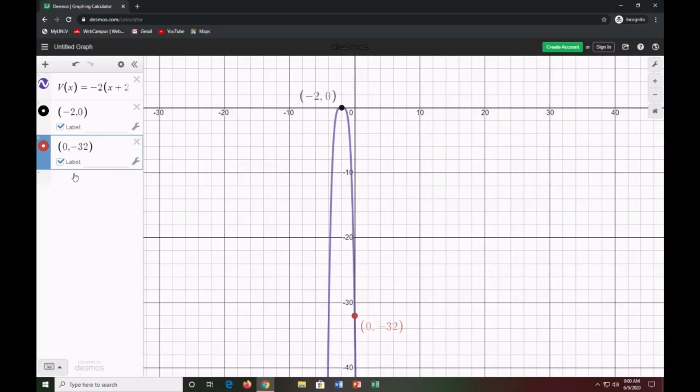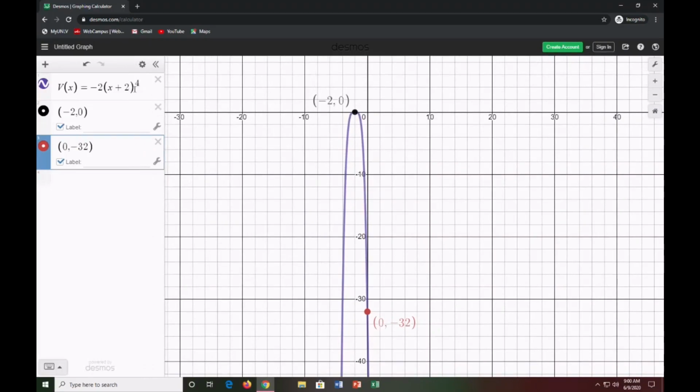Okay, so you can see the flattening. I mean, it's very, very subtle, so it's hard to see, but there's a flattening at the top of the curve. That's because of the 4th power of this. Let me open this up so you can see it. That's because of the 4th power of this function, or this polynomial. Okay, so we're going to go back to the doc camera again.